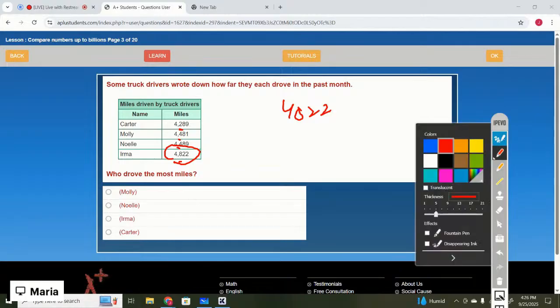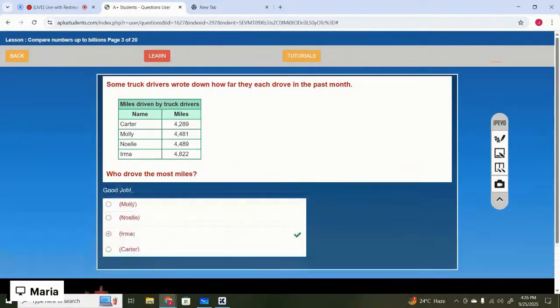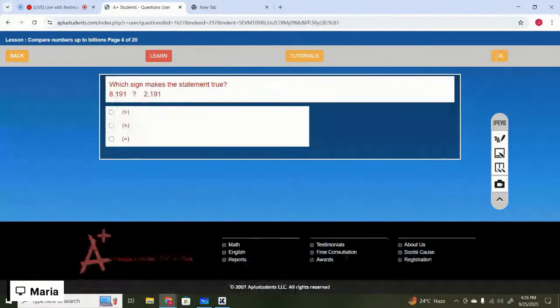4,822 is the most. Option number 3 is the correct option. Which sign makes the statement true?